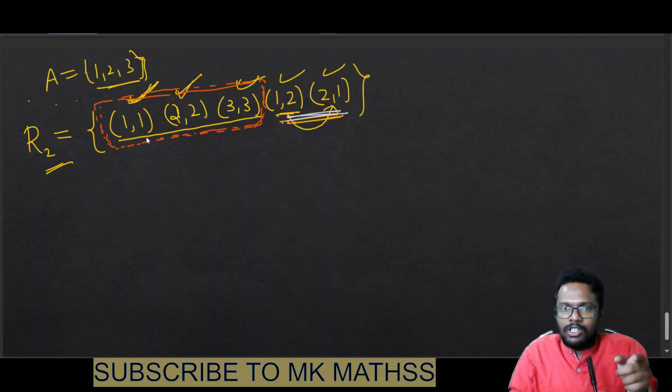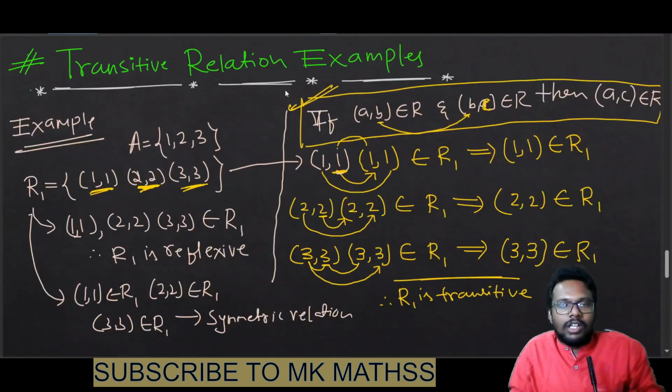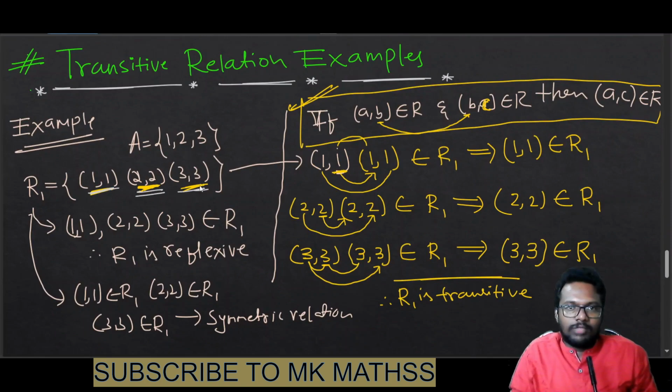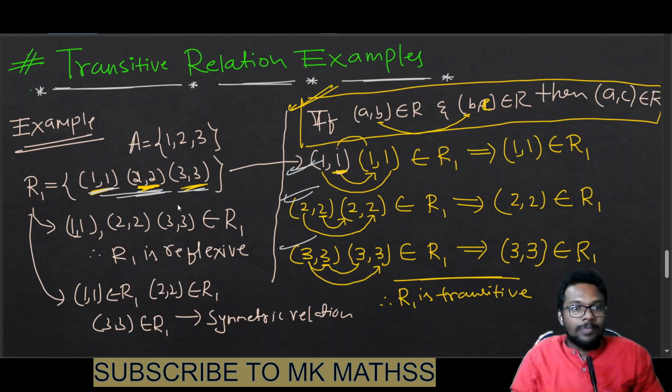But if we observe the first set R1, in R1 there is only 1 comma 1, 2 comma 2 and 3 comma 3. 1 comma 1 satisfies the definition of a transitive relation, 2 comma 2 satisfies the definition of a transitive relation, and 3 comma 3 ordered pair satisfies the definition of a transitive relation. So this R1 becomes a transitive relation. Now we have observed that ordered pairs which are related to itself obviously satisfy the definition of a transitive relation.